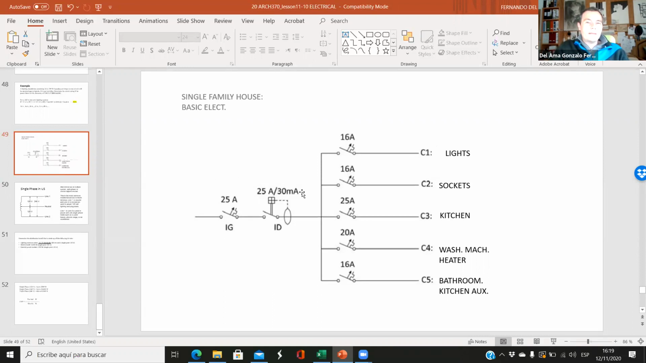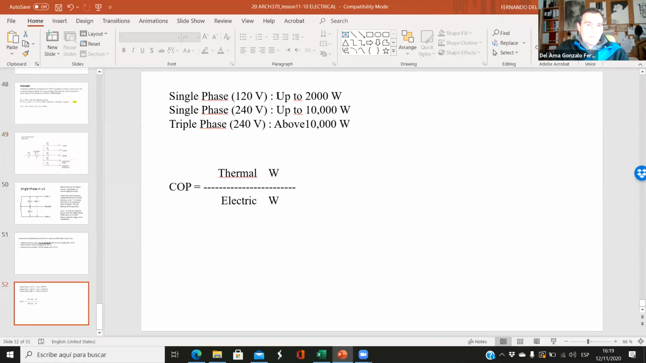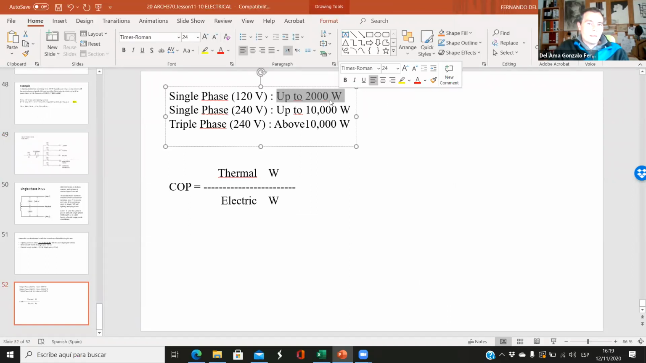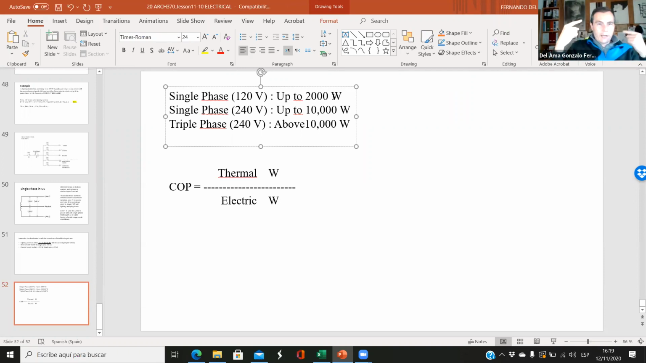At the end we have to divide this. If we don't want to complicate things, we have to divide circuits into different circuits that don't have more than 2000 watts. But it's a question of creating different sectors and applying common sense.